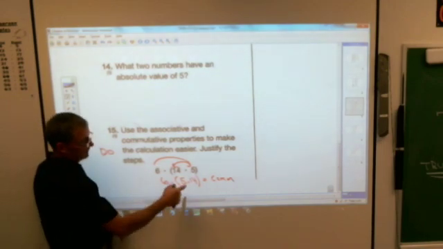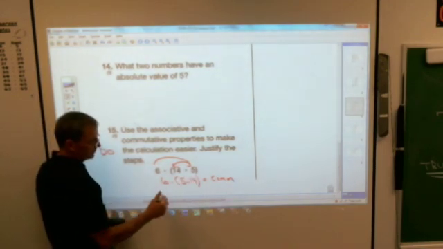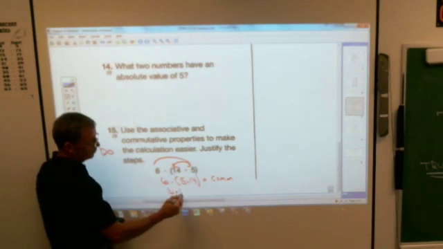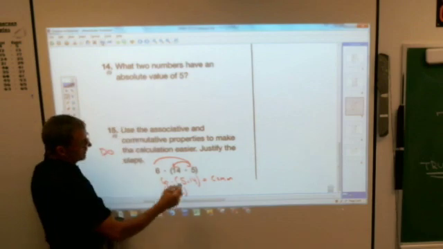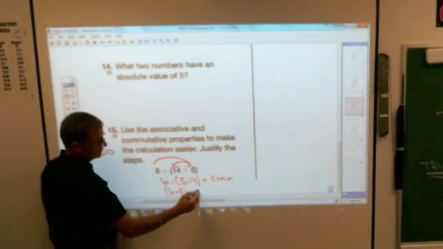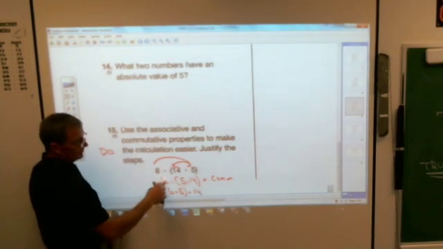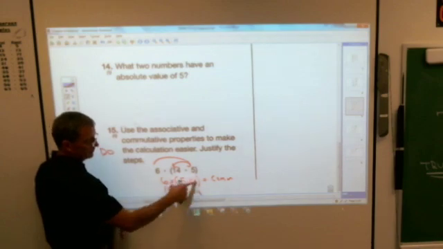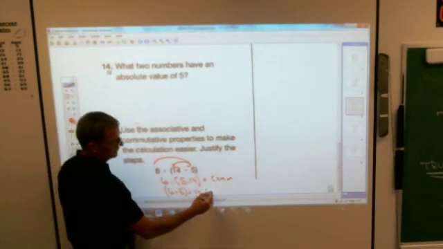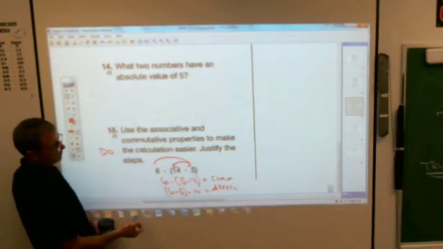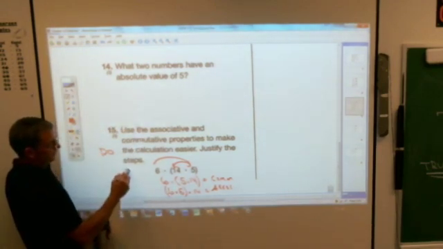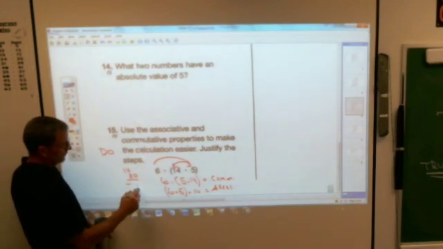And then, in order to do the 6 times the 5 first, you have to switch parentheses. What property? It's important to know that the numbers stayed in the same order, it's only the parentheses that switch, and that's where the associative property comes in. And then you can do the math. 6 times 5 is 30, and 14 times 30 is 420.